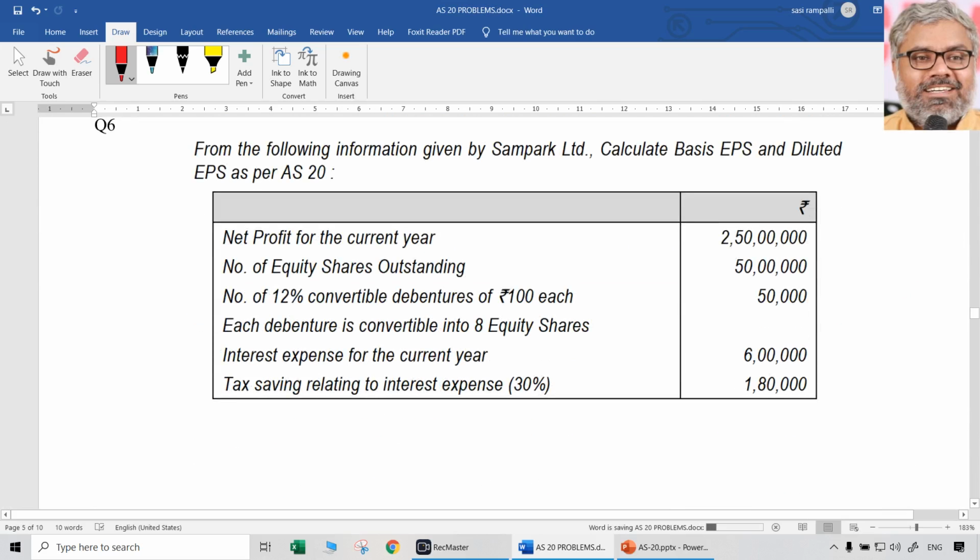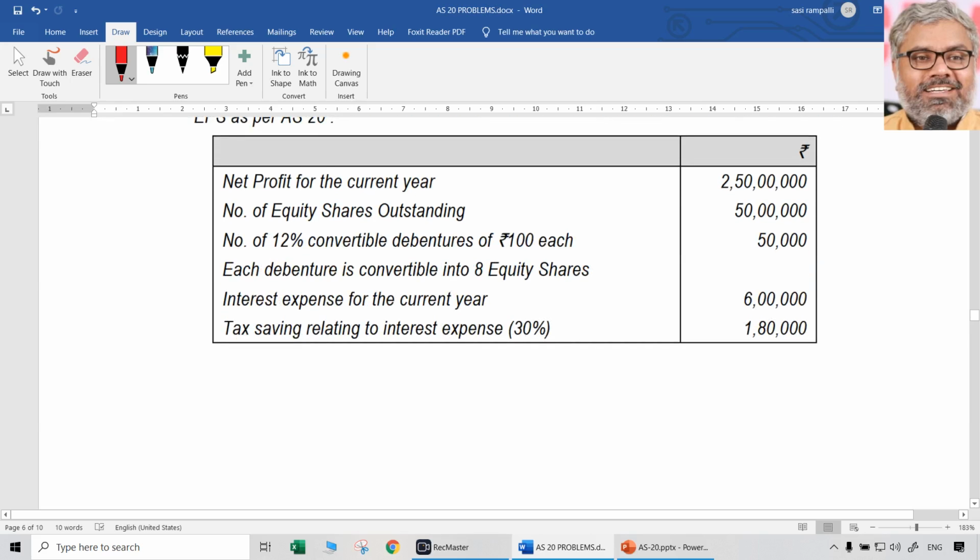Then, question number 6. From the following information given by Sampark Limited, calculate basic EPS and diluted EPS as per AS 20. Straightforward question. Net profit for the current year is 2 crore 50 lakhs. Number of equity shares outstanding is 50 lakhs. So what is there to calculate basic EPS? 2 crore 50 lakhs divided by 50 lakhs. That is 5 rupees. You have to show all these calculations carefully. Basic EPS 5 rupees per share.